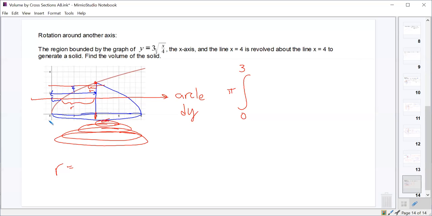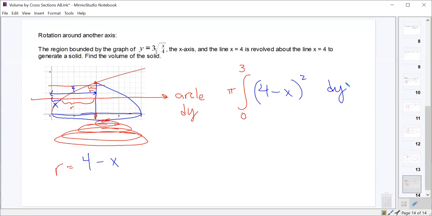The equation y equals 3 square root x over 4. It's the distance, right, from here to here, which is just an x distance, isn't it? Right, we measure x from the y-axis going to the right. So it's just 4 minus x. So our radius should be 4 minus x. So I want 4 minus x squared in here, dy though.